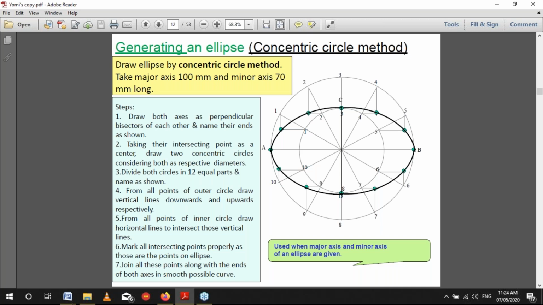And step 7, I said, join all the points along with the ends of both axes in a smooth possible curve. So you join all the points together. So this is the concentric method.